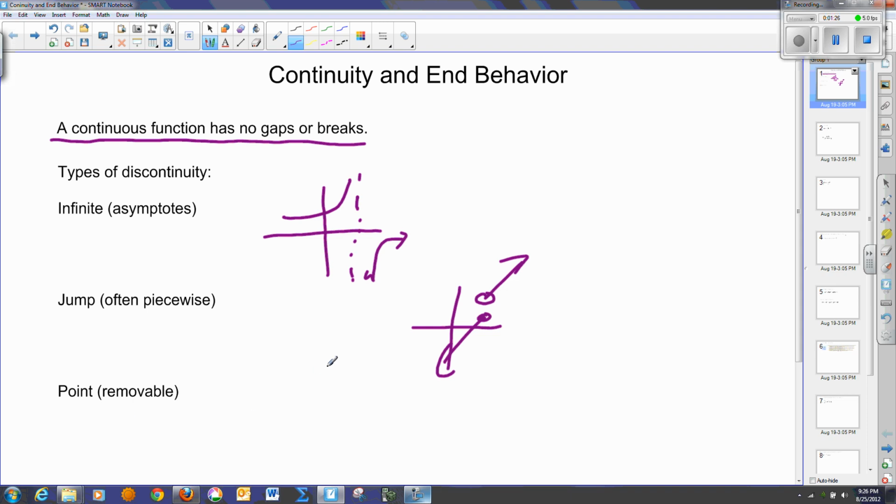Point or removable discontinuity. This is a situation where you have a graph doing whatever it's doing, and then there's one point where that graph ceases to follow its original pattern. And in order to get to another point, granted you jump, but it's a singular point, whereas a jump typically does not continue along the same path. This is a graph of a parabola, except for this point that's removed here. So those are three types of discontinuities.